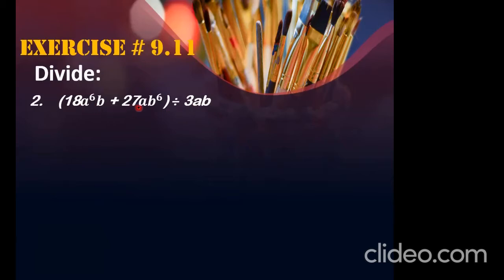Here you have 18a^6b plus 27ab^6 divided by 3ab. Now, what does it mean? You are going to divide 3ab with this whole term, right? So obviously you are going to write it in fractional form, which means you are going to divide 3ab with 18a^6b plus 27ab^6. Now you will divide it separately.